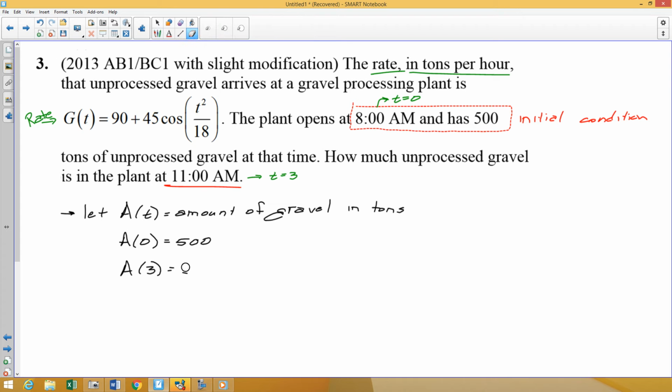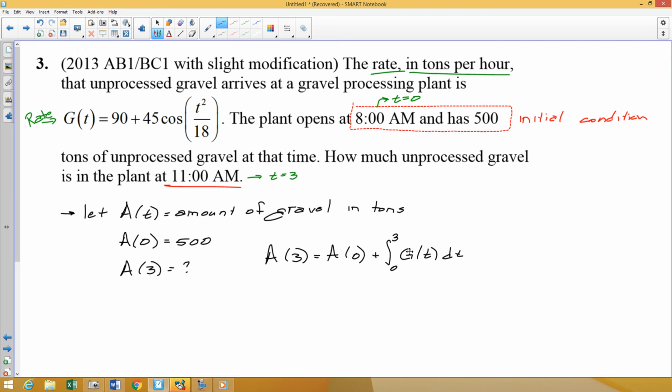So we have some initial amount. We're looking for the amount later, and we're given the rate of change. Well, I'm going to set up the net change theorem. So my amount at time 3 is going to equal my initial amount at 0, plus, and then I need to measure the change from 0 to 3 under the rate, which they defined as g of t. So I'm going to be lazy and just write g of t instead of writing all of that.